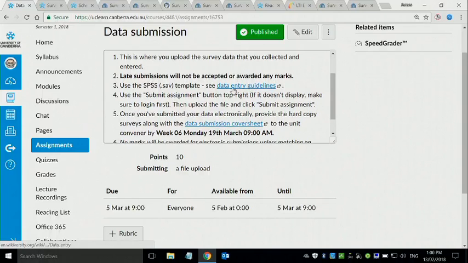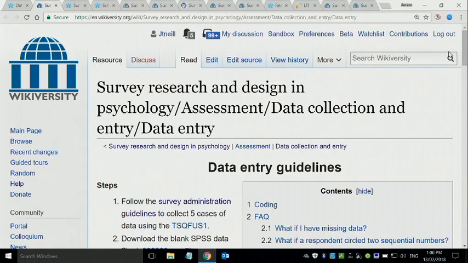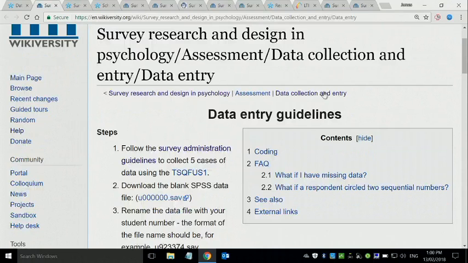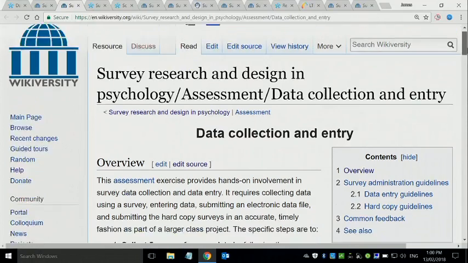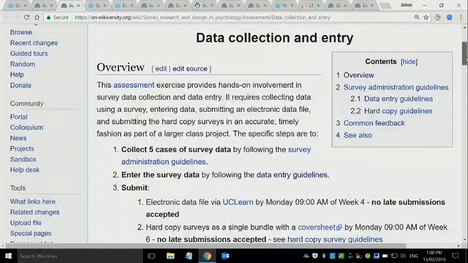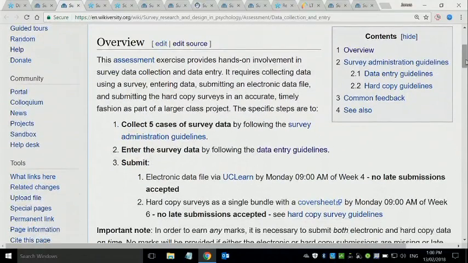And if we go to this link on data entry guidelines, okay, the link I really wanted, maybe I need to put it up there, is just one step higher. So the starting page for this is data collection and entry. This tells you what you'll need to do.